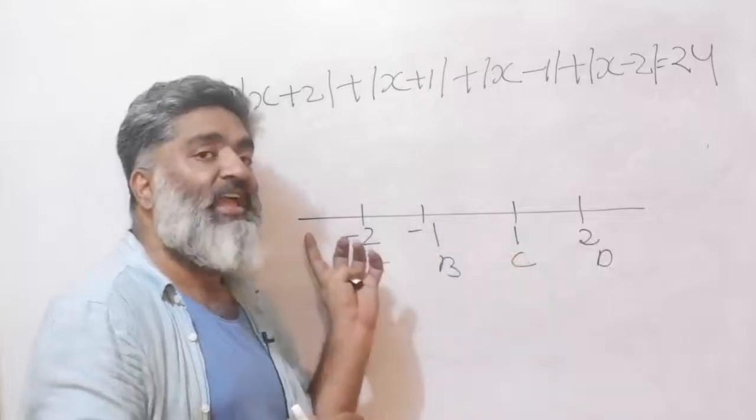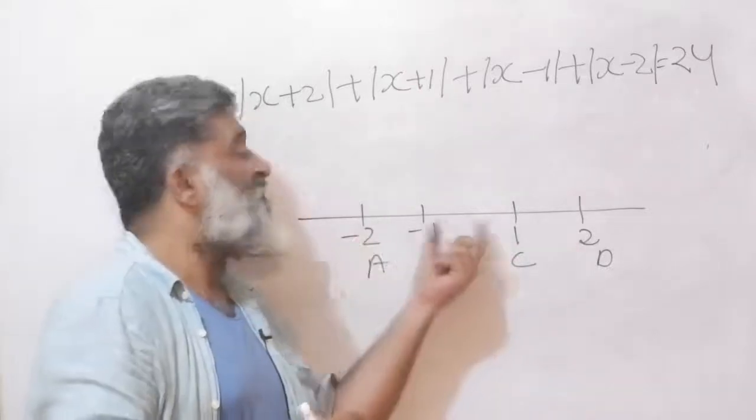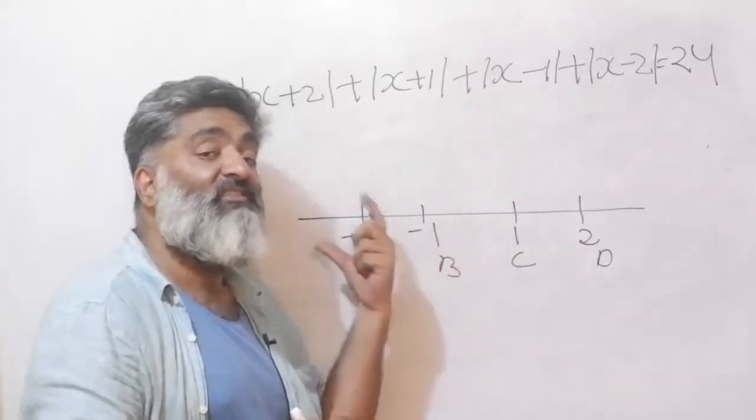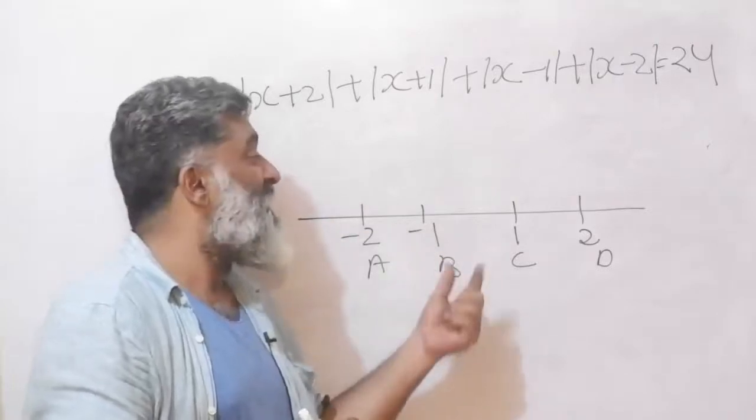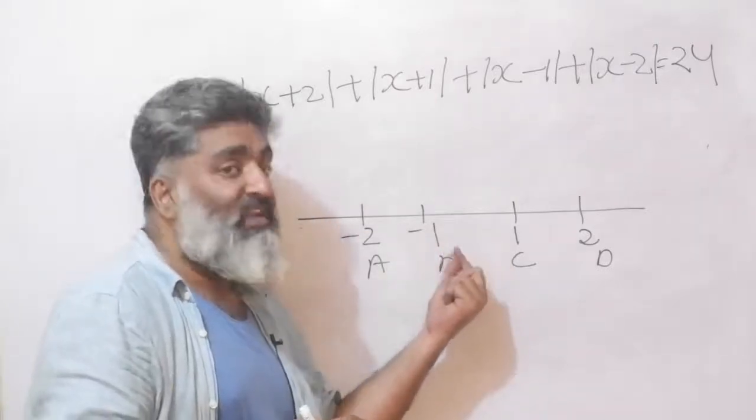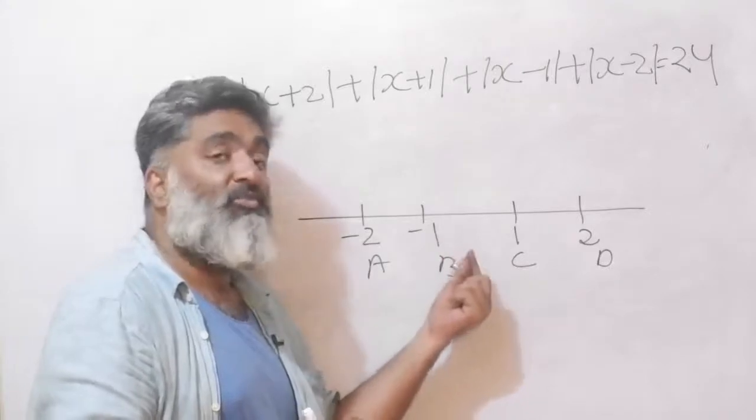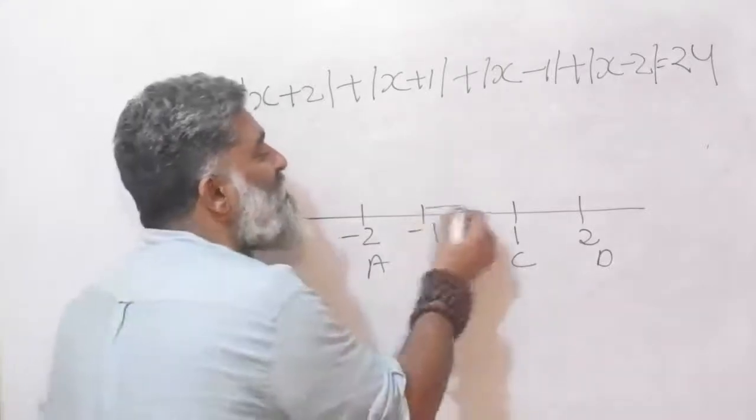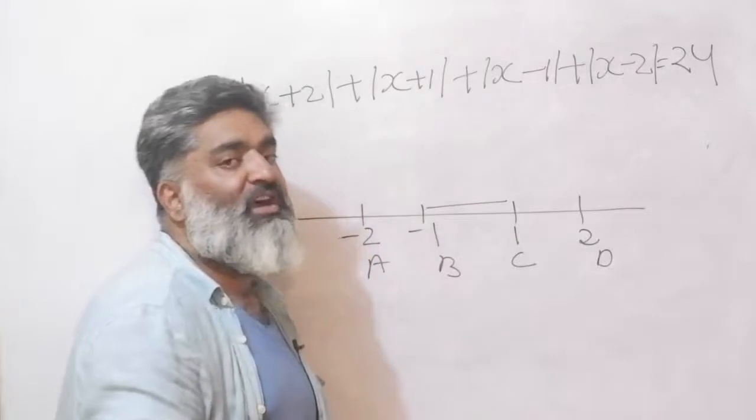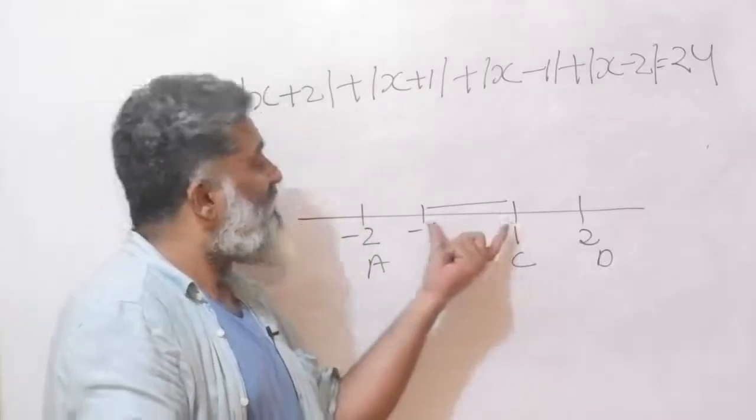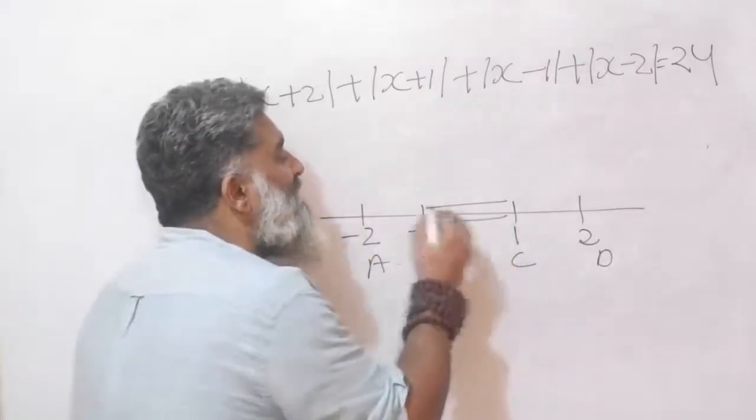If D has to go to A, he will travel 4 units. Even if they meet anywhere in the middle, they will travel 4 units. And this time B and C also will have to meet, either one of them or both of them. Between them the total distance is 2 units. They will have to cover this 2 units.